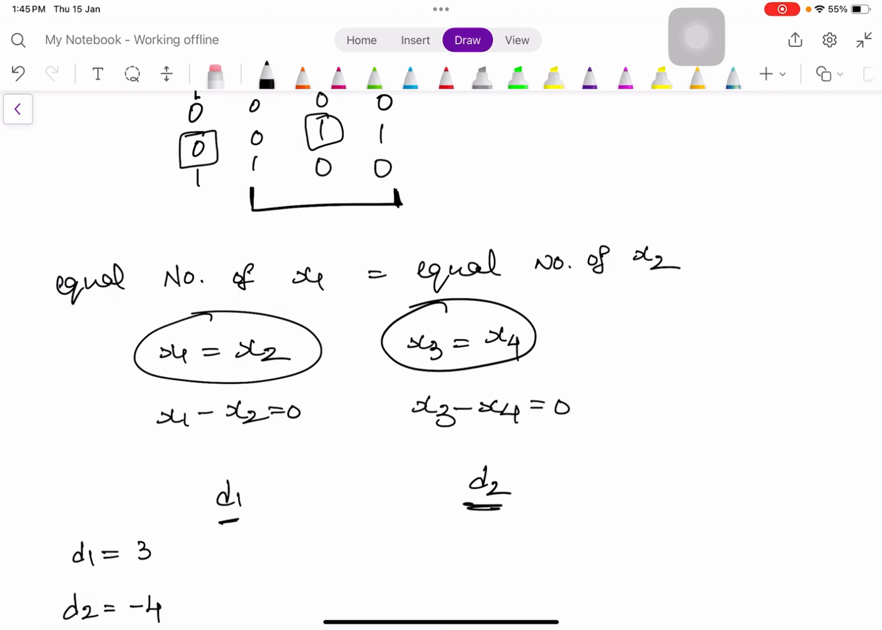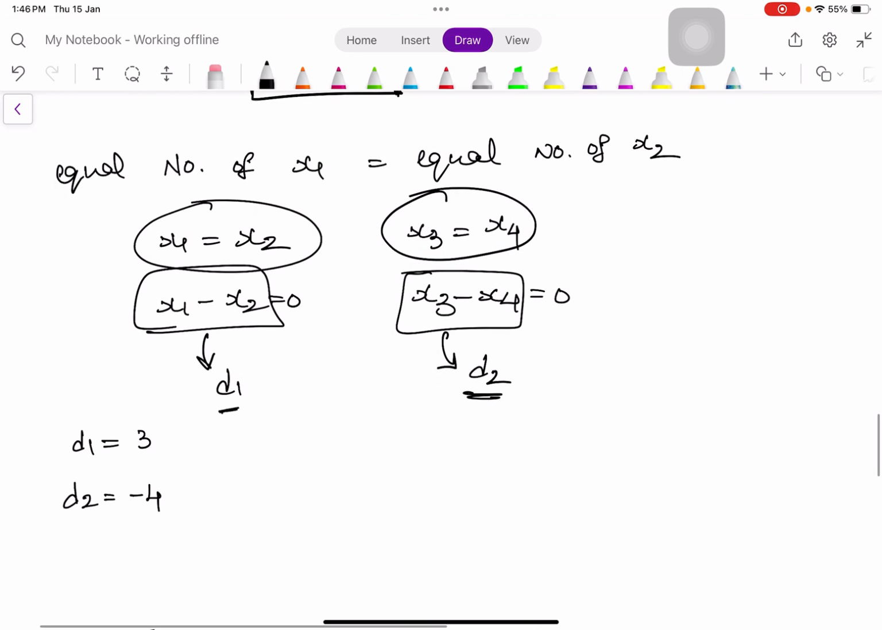So here I have written x3 equal to x4. These equations can also be rewritten as x1 minus x2 equal to 0 and x3 minus x4 equal to 0. Now this difference x1 minus x2, I am denoting with d1, and x3 minus x4, I am denoting with d2. Now what if d1 is 3, where you subtract the number of x2 configurations from the number of x1 configurations and get 3 as the answer? Similarly, x3 minus x4 gives you minus 4.